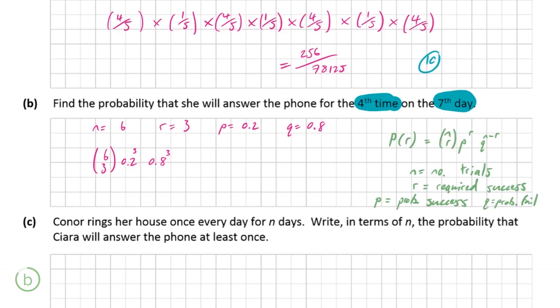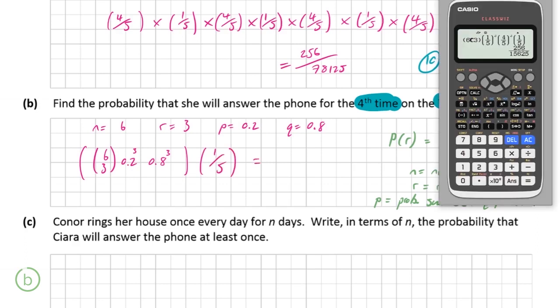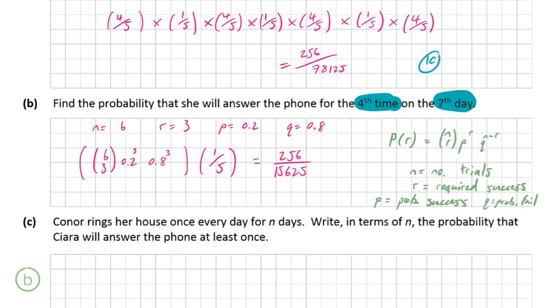So that brings us to the 7th day, which we can't forget, because this accounts for the first 6 days, and on the 7th day we want her to answer the phone. So we're going to multiply it by a further 1/5. So our final probability, after plugging everything into the calculator, is going to be 256 over 15,625. And that is it for part B, and that's going to be worth 5 marks.